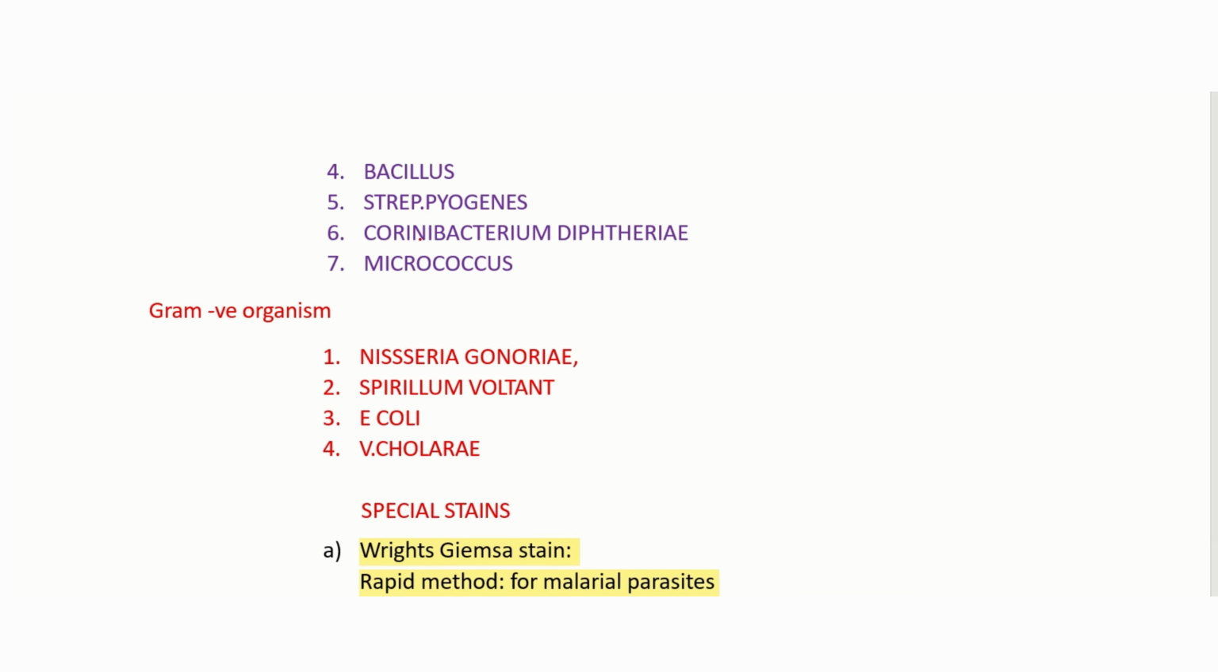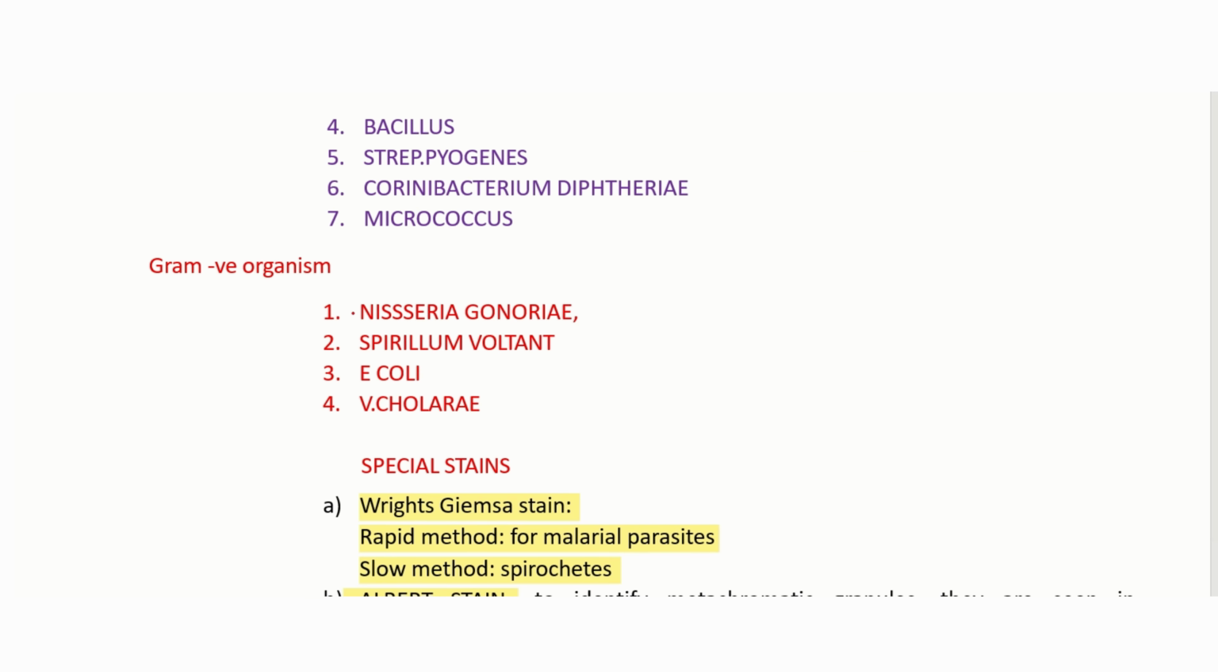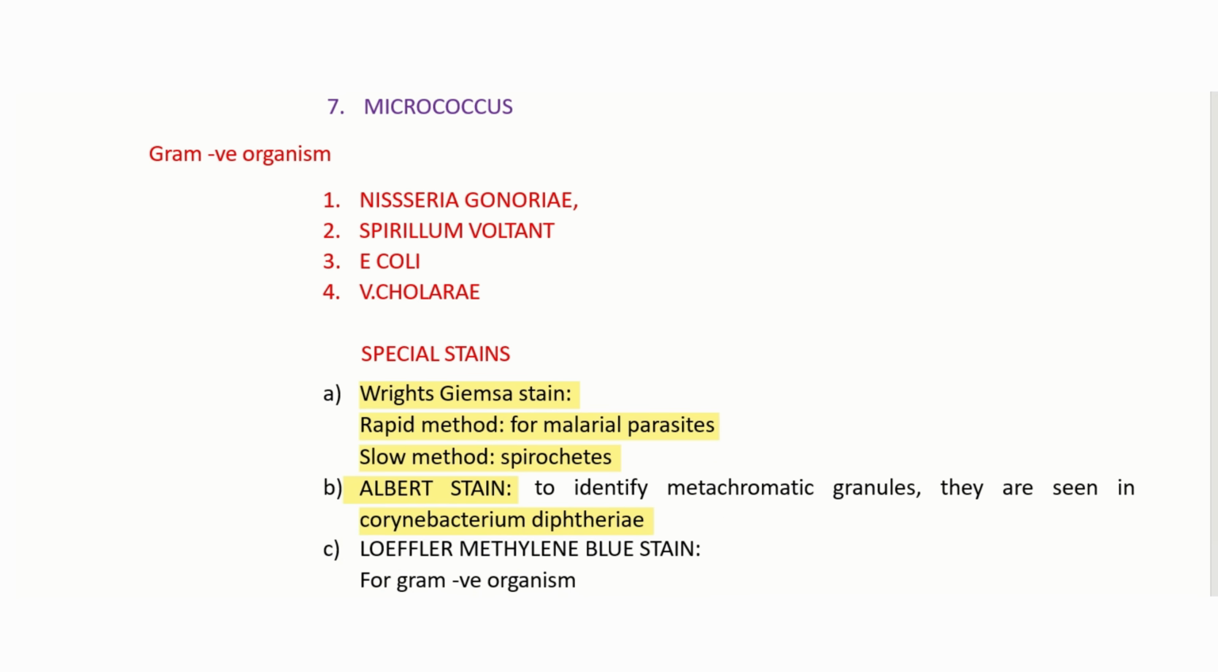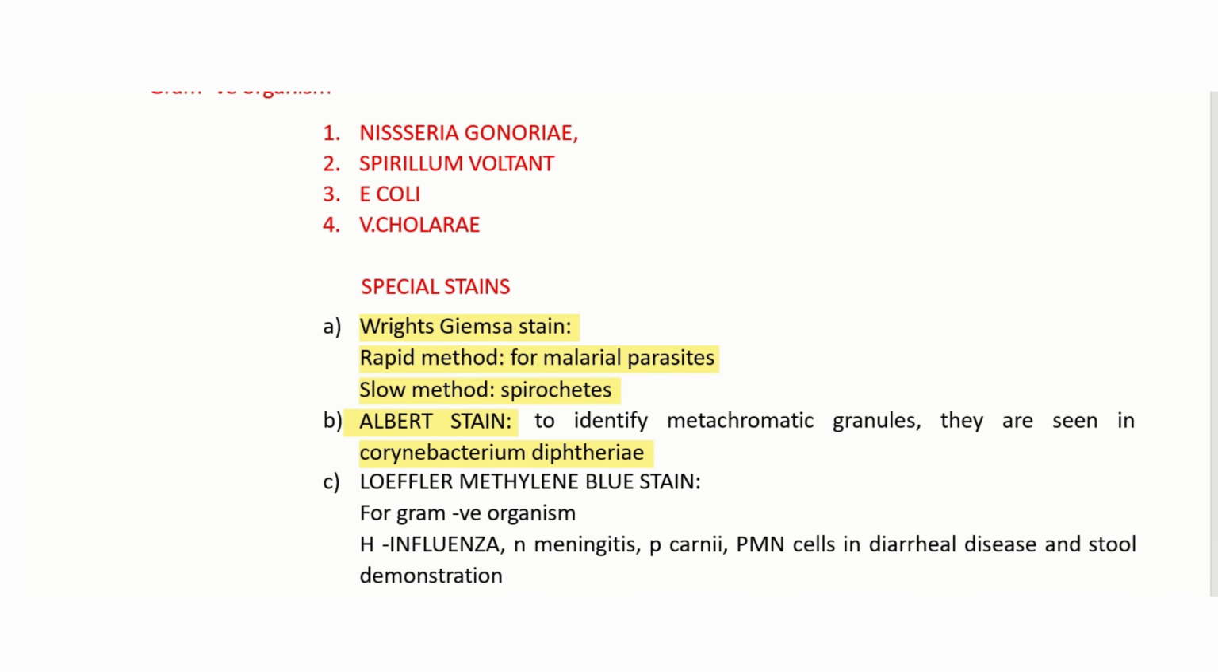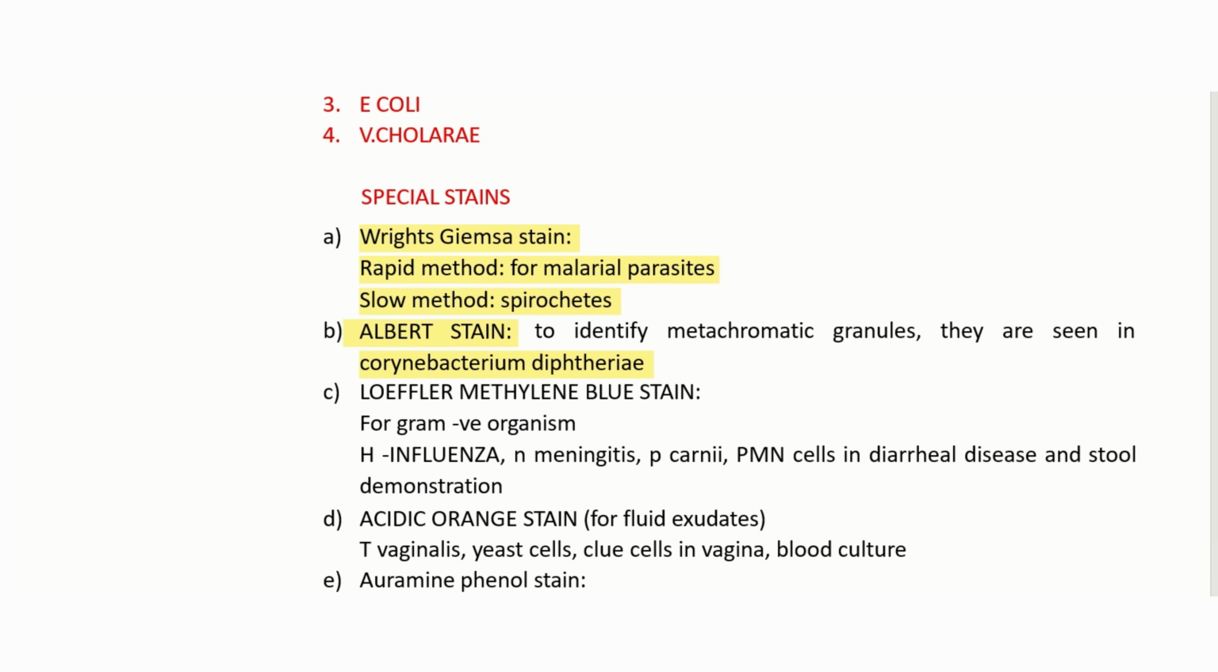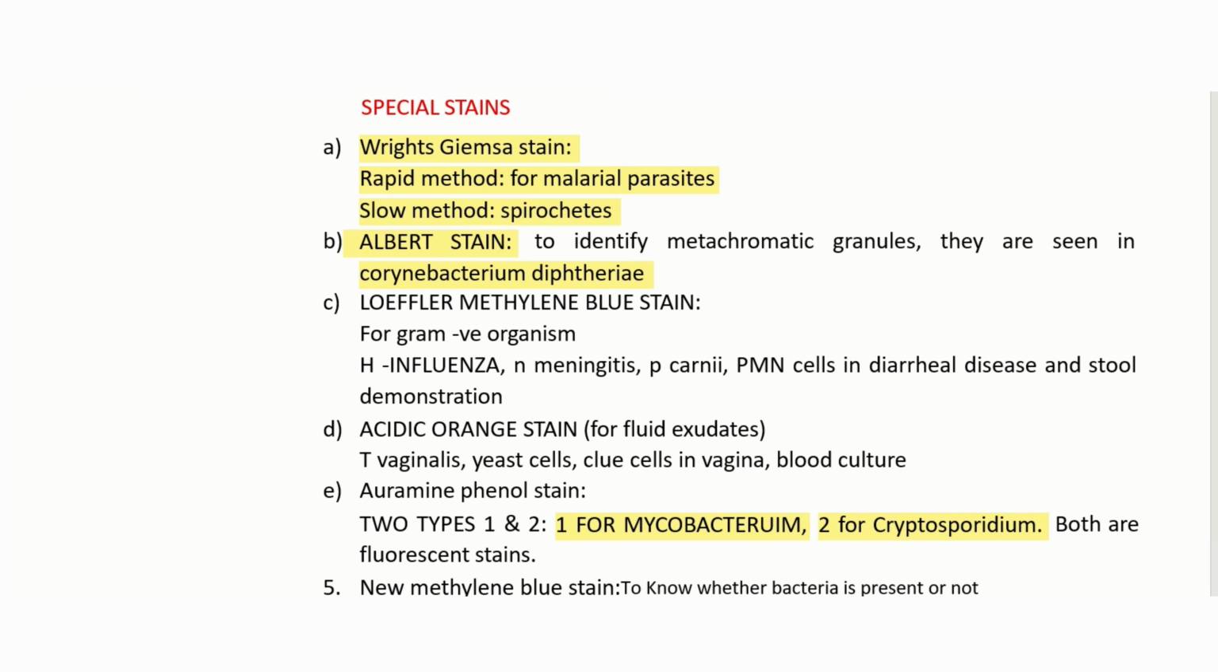Next, this is gram positive bacteria and gram negative. I have prepared another flow chart to make everything easier. So let's skip it for now. Uh, let's go through special stains. The first one is Wright's Giemsa stain. The rapid method is for malarial parasite and the slow method is for spirochetes.